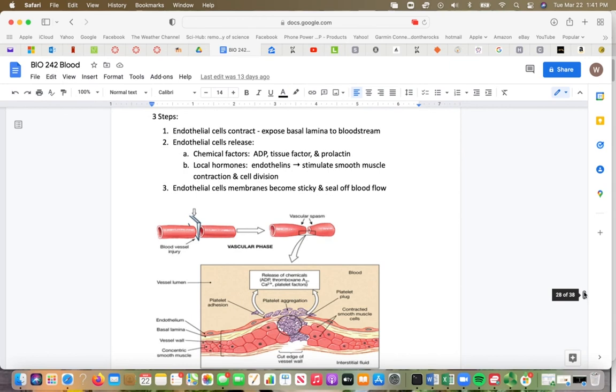So when the endothelial cells contract, it's going to expose the basal lamina to the bloodstream. And those endothelial cells will release chemical factors like ADP, tissue factor, and prostacyclin. You'll also have local hormones like the endothelins that will stimulate the smooth muscle contraction and cell division. So those endothelial cell membranes become sticky, and that allows them to seal off the blood flow in there. So when you've got the injury, you create the vascular spasm in here.